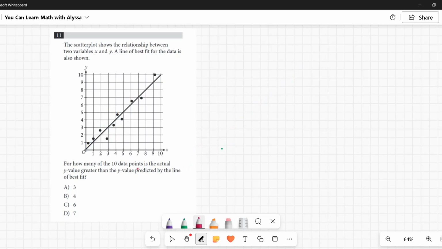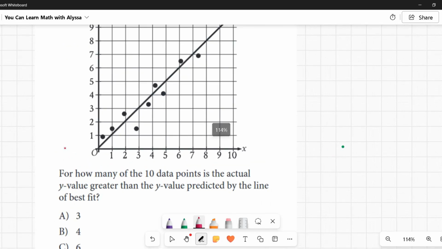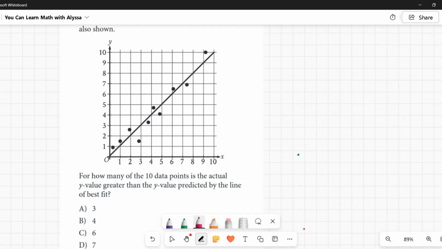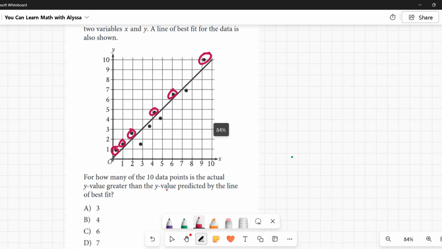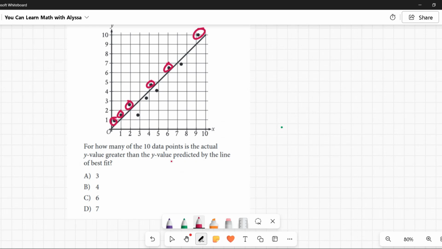So let's look over here and see which ones are above the line. Let's count how many are above that line, with that greater y value. We've got 1, 2, 3, 4, 5, 6. 6 of them are above the line. The other 4 are beneath. Their y values are lower. So the 6 that are above the line are the ones we want, and that is C. C is 6.